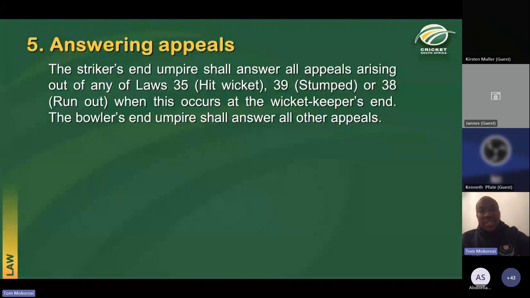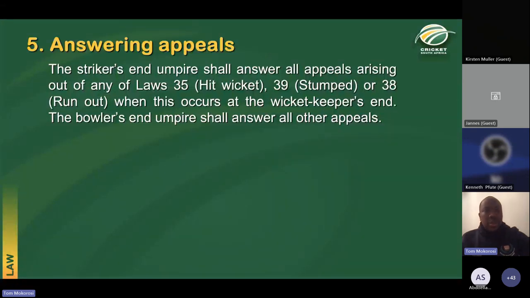Okay, that is why sometimes people refer to the bowler's end umpire as the main umpire. I do not like that terminology. Let us stick to the terminology that is in the law. That shows that we read our law and we know our law. It is the bowler's end umpire, or it is the striker's end umpire. Also using the word main umpire, it gives off the opinion or the feeling that the bowler's end umpire is more important than the striker's end umpire.